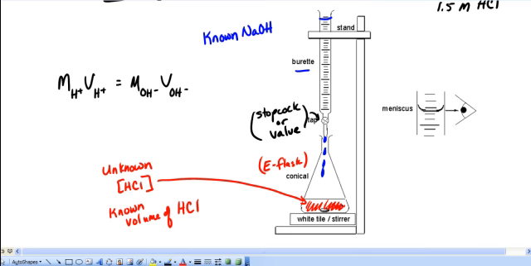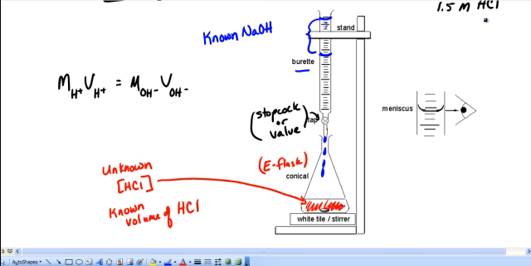You're going to know how much NaOH that you're using. How are you going to know it? Because you're going to record the starting value, and as this drains down, you're going to record the ending value. And you're going to know exactly how much you're going to be adding based on how much you started with and how much you end with.